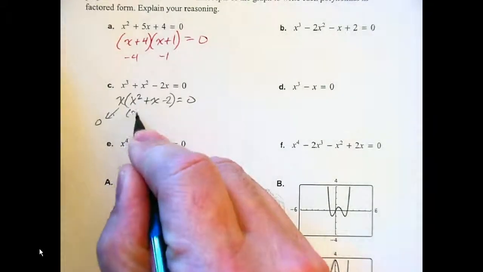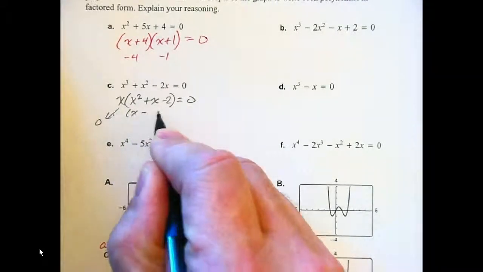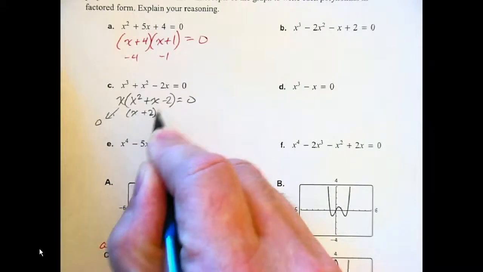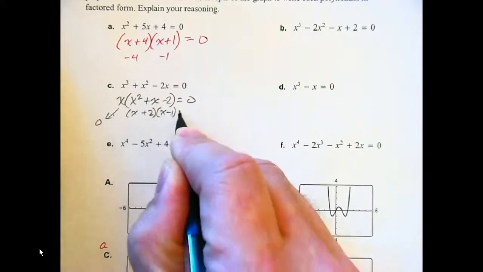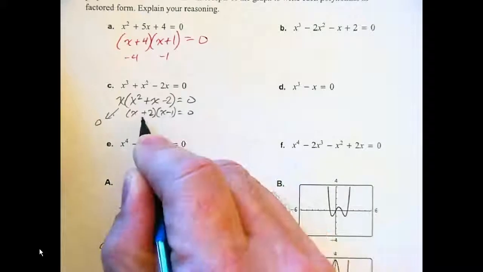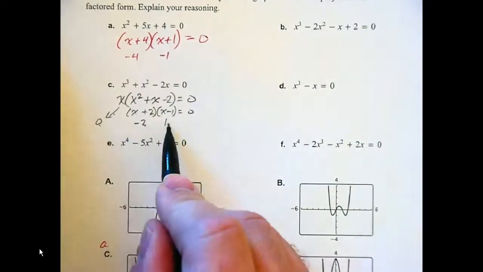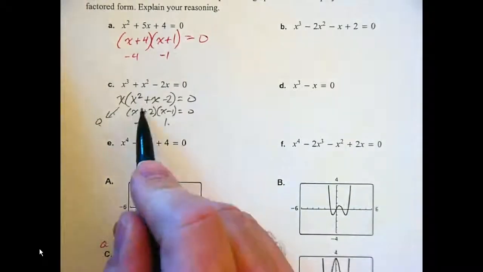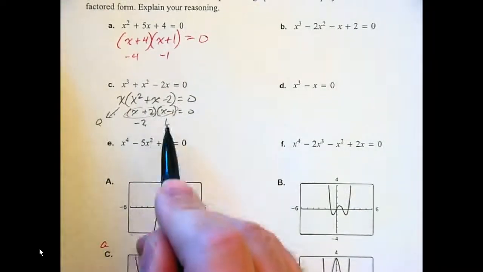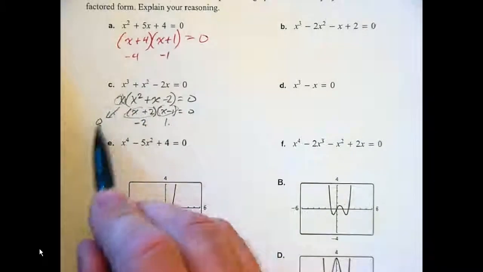This part gives us x plus 2 and x minus 1. So from here we get -2, and here we get a +1. Those are our solutions. Those are our zeros. When we set this equal to 0, we get -2. We set that equal to 0, we get +1. We set that equal to 0, we get 0.